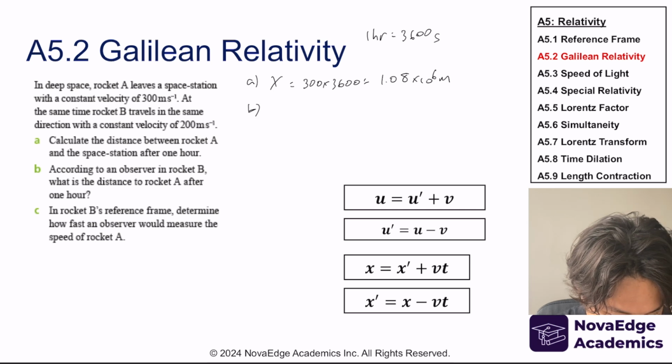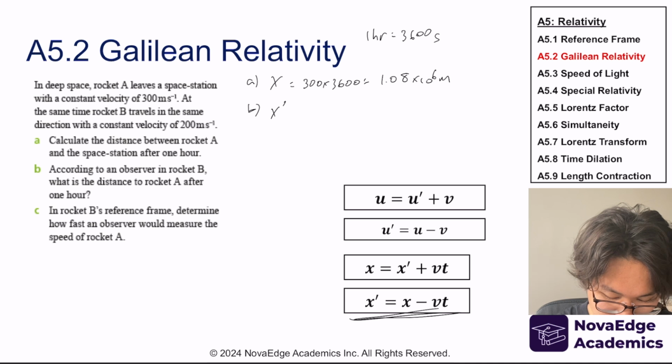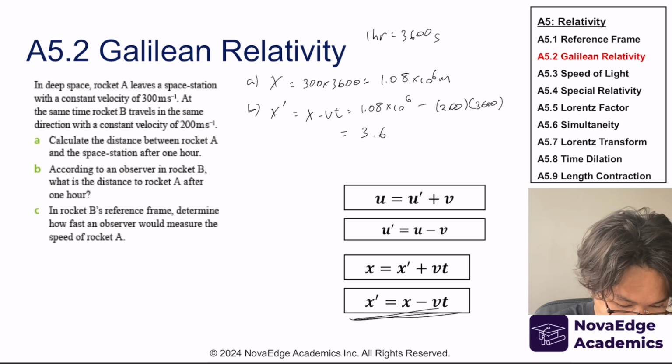Part B, according to the observer in rocket B, so now I'm trying to get x prime. Okay, so what's x prime? I can actually use the equation. x prime is x minus vt, which is, v is 200 and time is 3,600, which is 3.6 times 10 to the power.